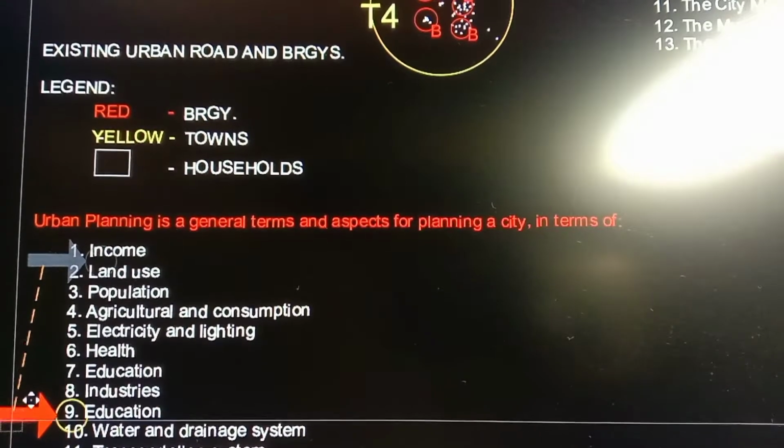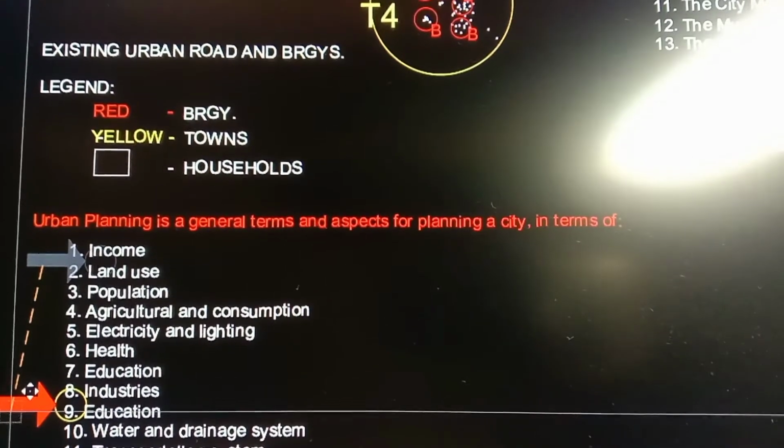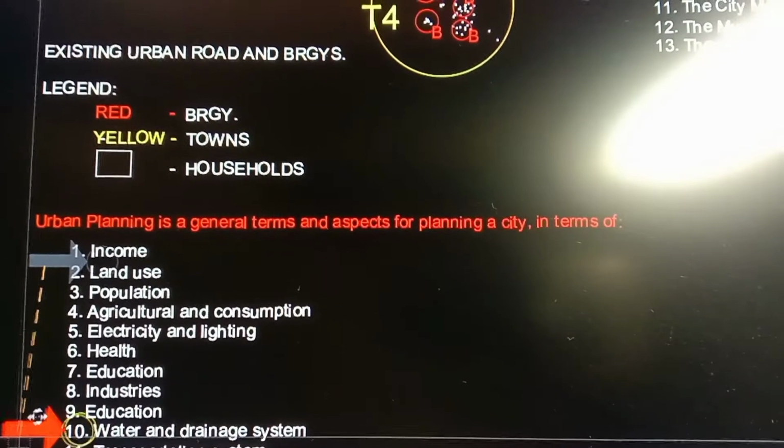Okay, I have mentioned this already, education. This is the same as number 7, so we will have to skip that one. Number 9, so we go to water and drainage system.